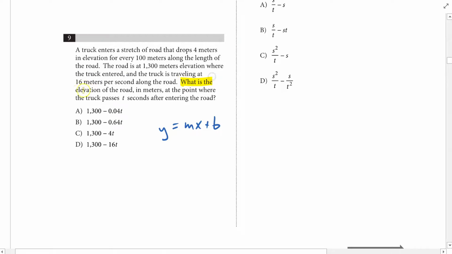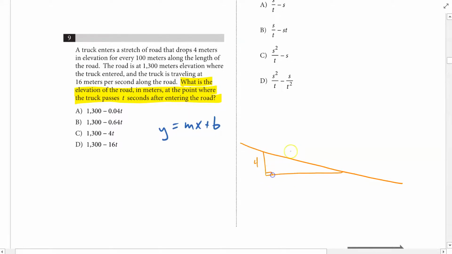And for a problem like this, where it says, what is the elevation of the road in meters at the point where the truck passes t seconds after entering the road, that's going to be the answer to that first question: what do they want us to know? All 4 of these options are giving an expression for the elevation of the road. Then you would read through the rest of the problem, where it says the road drops 4 meters in elevation for every 100 meters. So mentally, I'm envisioning a road right here, and for every 100 meters of length along the road, it's dropping 4 meters.